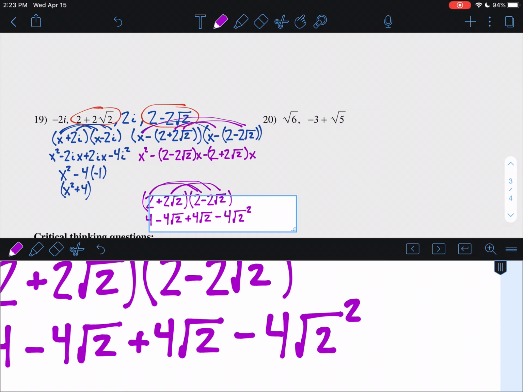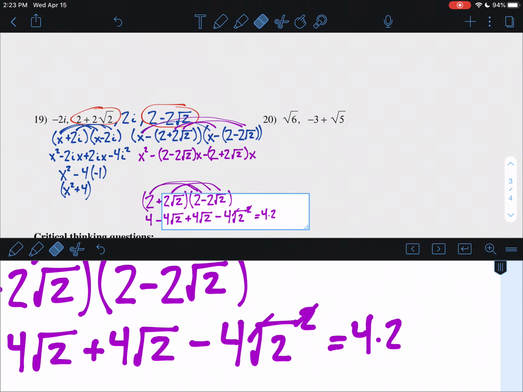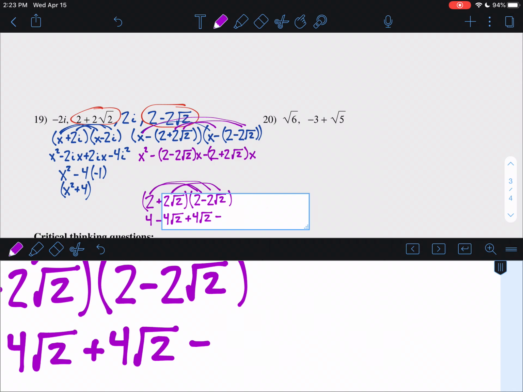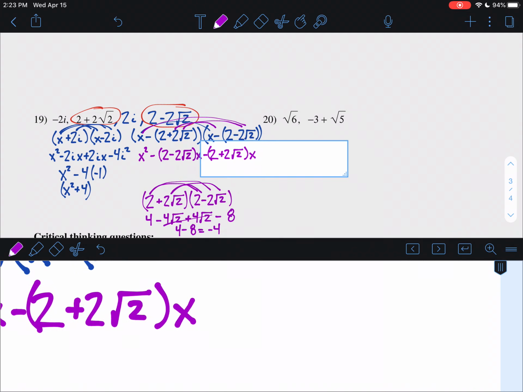And the square root of 2 squared is going to be 2 because the square root and the square cancel out. So this is just the same as 4 times 2, and 4 times 2 is 8. So I am replacing all of this with 8. And these cancel out, so I have negative 4 square roots of 2 plus 4 square roots of 2. Those cancel out. And now I just have 4 minus 8 equals negative 4. Which means that I have all this minus 4.